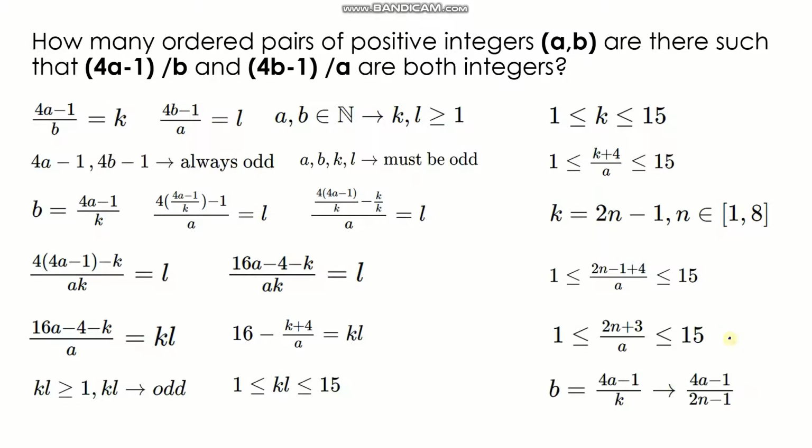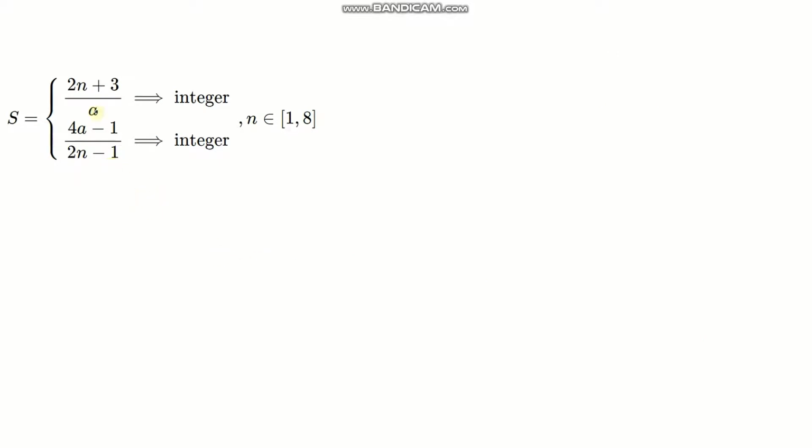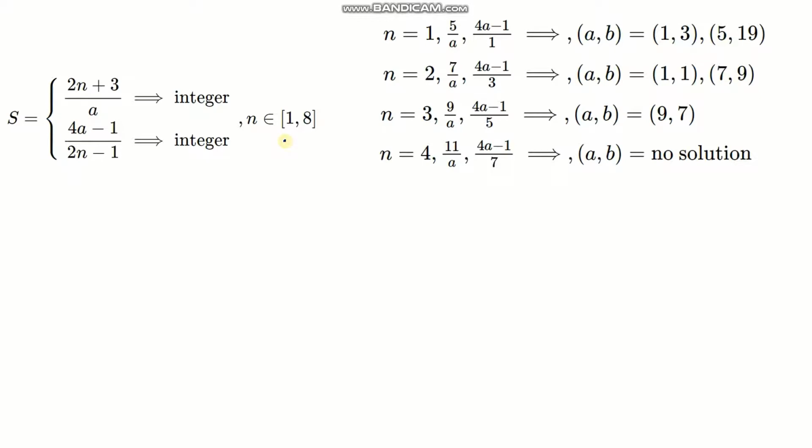Since b equals (4a − 1)/k, we can substitute k, becoming (4a − 1)/(2n − 1). So far, we need (2n + 3)/a and (4a − 1)/(2n − 1) to both be integers. Now, we must have (2n + 3)/a be an integer, and (4a − 1)/(2n − 1) be an integer, with n inside 1 to 8. Now, we will find the ordered pairs (a, b) by substituting n into our given conditions.